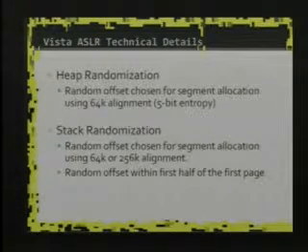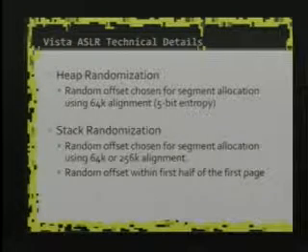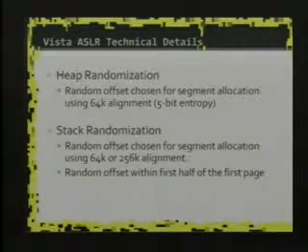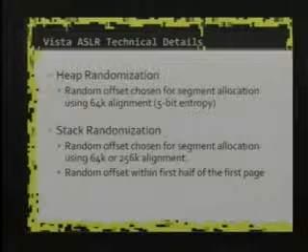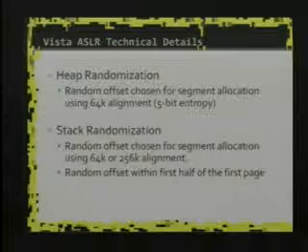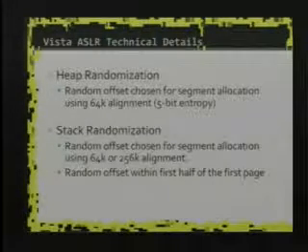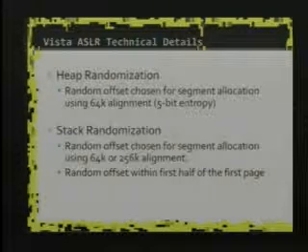But so, anyways, the heap randomization. So we covered the executable randomization. Now when they allocate the heap segment for the first thread, there's a random offset chosen using 64K alignment again. So that actually gives you 5 bits of entropy from where the base of the heap would have been. So it's kind of shifted.